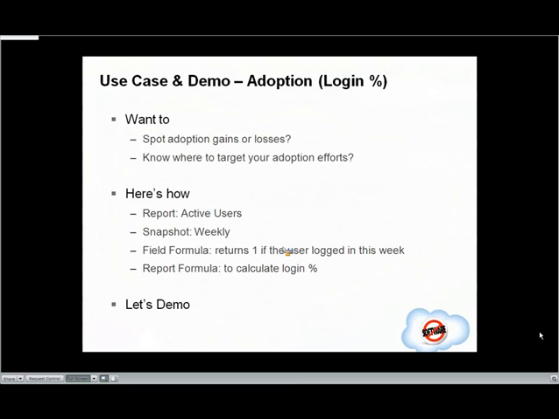In any deployment, user adoption is a key success metric. Here's how to use Analytic Snapshots to trend login percent. We take a weekly snapshot of the active users, use a field formula in the snapshot data to count if the user logged in during the snapshot period, and then a report formula to calculate the login percent. Let's jump into a demo.